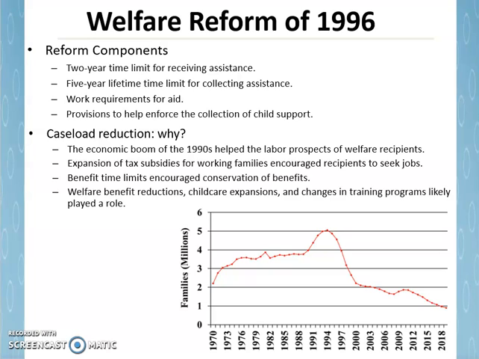So by 1996, there was a desire to turn this around. And the components were pretty straightforward. There was a 2-year limit for receiving assistance and a 5-year lifetime limit. So welfare today, you can get it for 2 years at a time, 5-year maximum. Work requirements are part of the program. So you have to show that you're either working or trying to get work. Provisions to help enforce collection of child support.